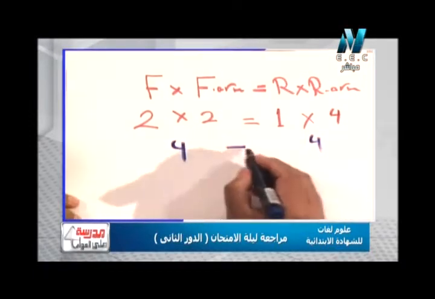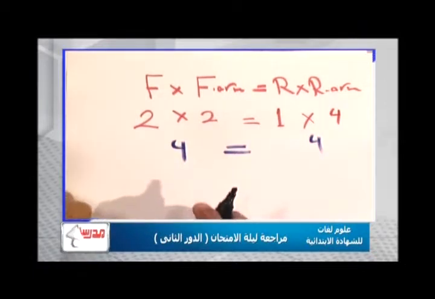So they are balanced. Why? Because the two sides are equal. These are very important questions in the lever, where they give you the four values: effort, force arm, resistance, resistance arm. So what is wanted is to say whether this lever is balanced or not, whether it is in equilibrium state or not.